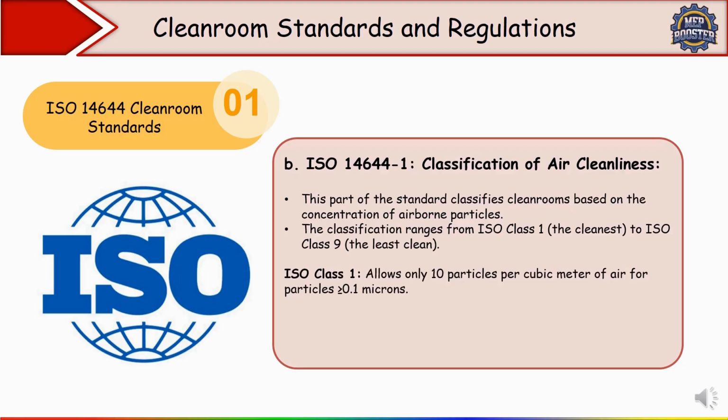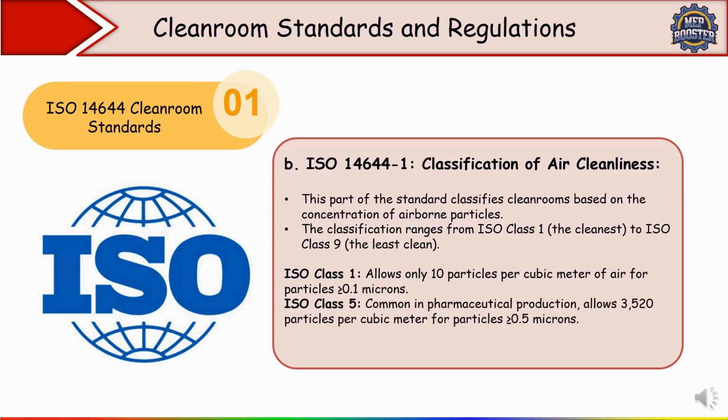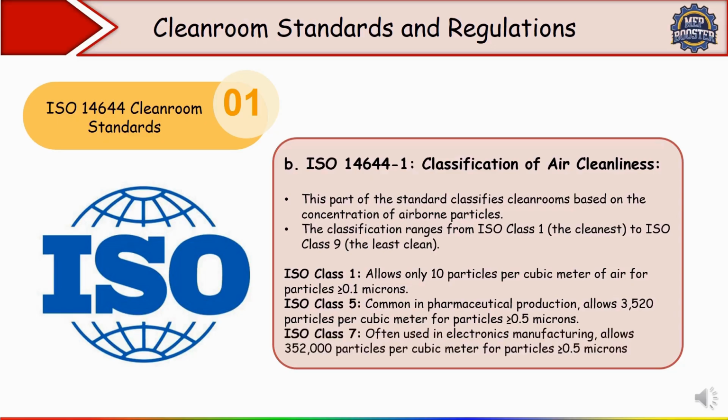ISO class 1 allows only 10 particles per cubic meter of air for particles greater than or equal to 0.1 micron. ISO class 5, common in pharmaceutical production, allows 3520 particles per cubic meter for particles greater than or equal to 0.5 micron. And ISO class 7, used in electronics manufacturing, allows 352,000 particles per cubic meter of particles greater than or equal to 0.5 micron.